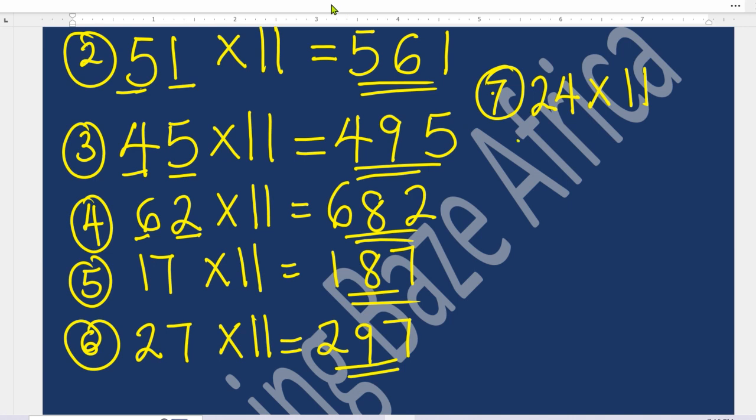If you have written that, write 2. That's the first digit. Give a space before you write 4. Now add 2 and 4 together. 2 plus 4, okay, that will give us 6. Write 6 at the middle.